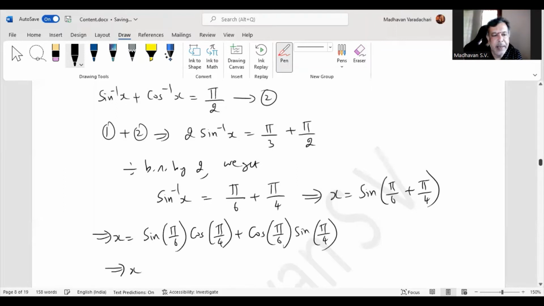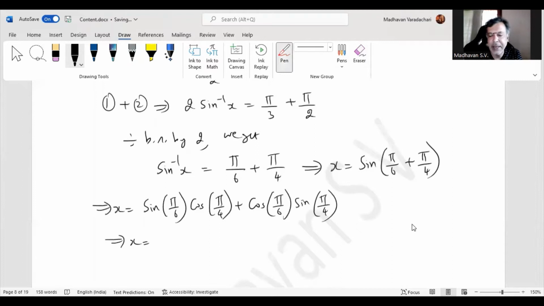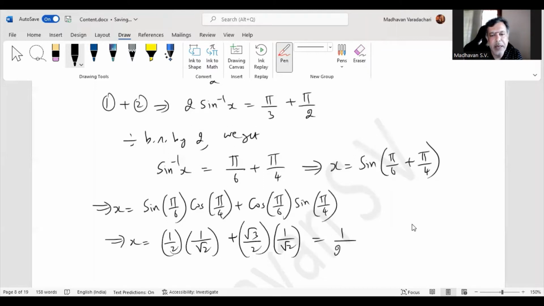So that means our x will be sine pi by 6. Sine pi by 6 is nothing but sine 30. Sine 30 is 1 by 2. And then cos pi by 4 will be 1 by root 2. Cos pi by 6 is nothing but root 3 by 2. And sine pi by 4 is nothing but 1 by root 2. So we may notice the common denominator, which is 2 root 2. So it is 1 by 2 root 2 times 1 plus root 3. That is the value of x in this.